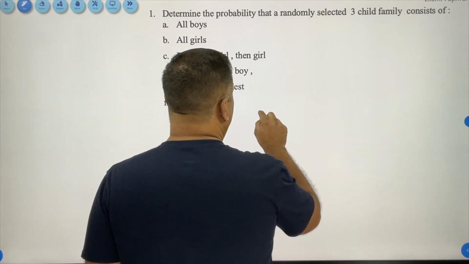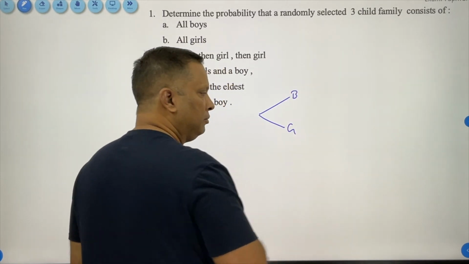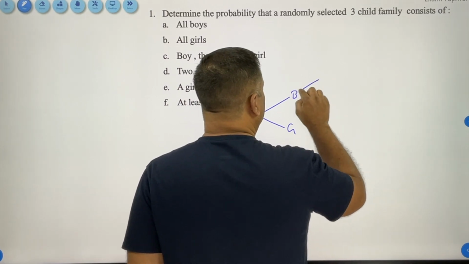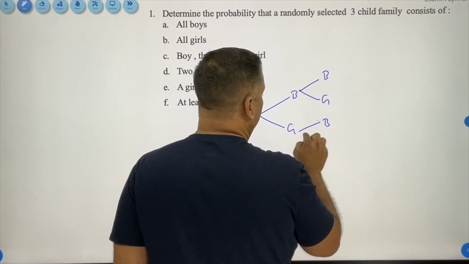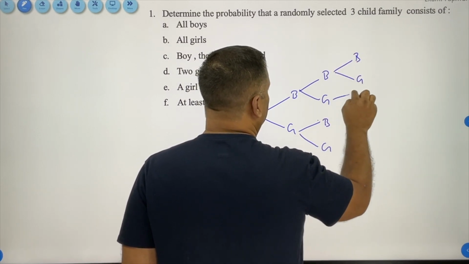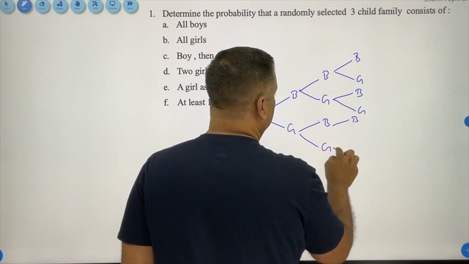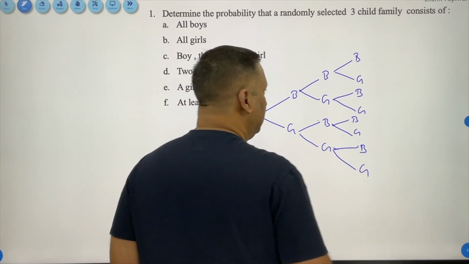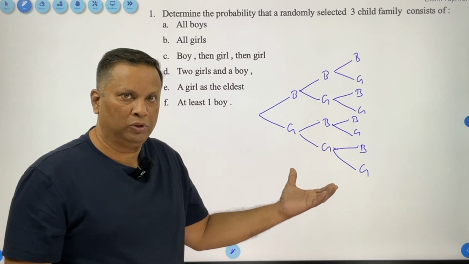When the first child comes, it is either a boy or a girl, and the probability for this is half. Second child comes, again either a boy or a girl. The third is also boy or girl, and once again boy and girl. Now with this tree diagram, it's very easy to set up all the possible outcomes.